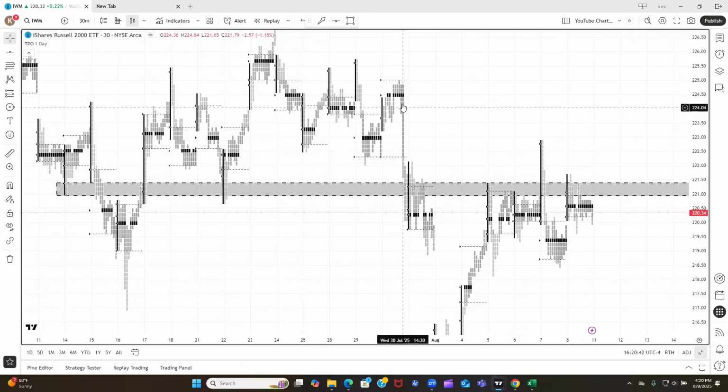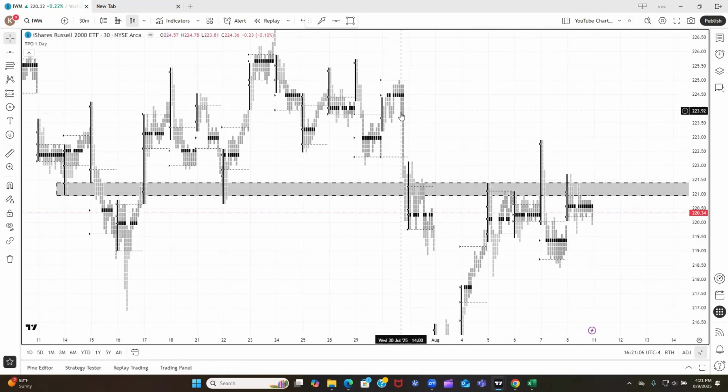And July 30th had a massive sell-off. I believe this was Fed Day. If it's at 2 to 2:30 Eastern, that would have been a Fed announcement. So price came all the way up to 224.98 and then just completely fell all the way down here.